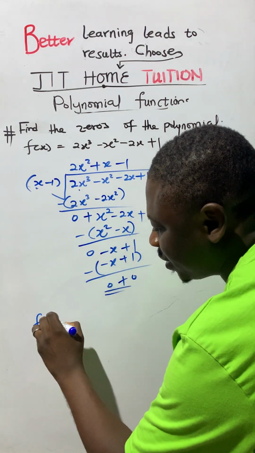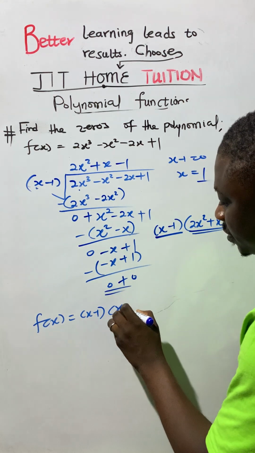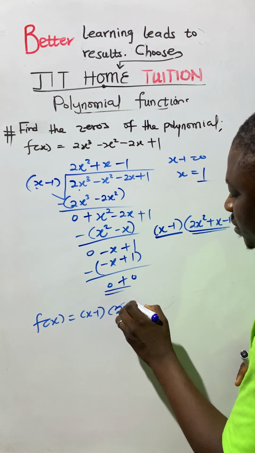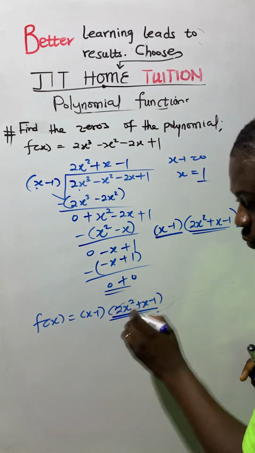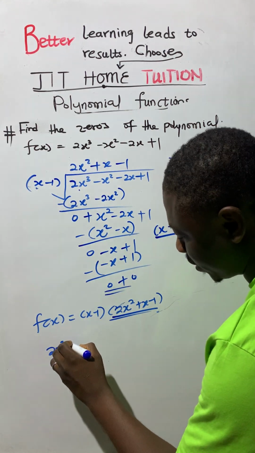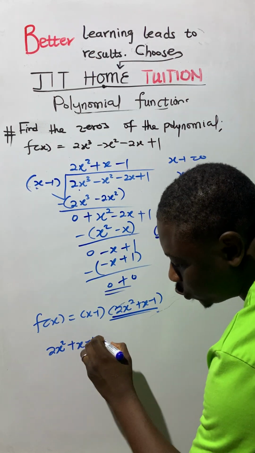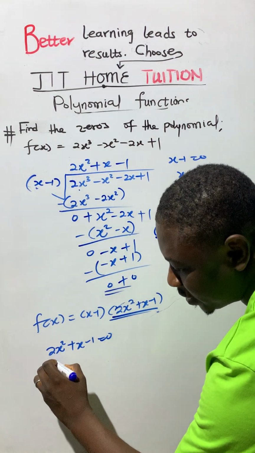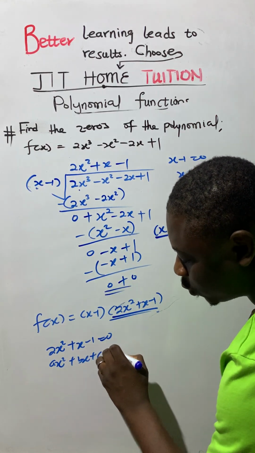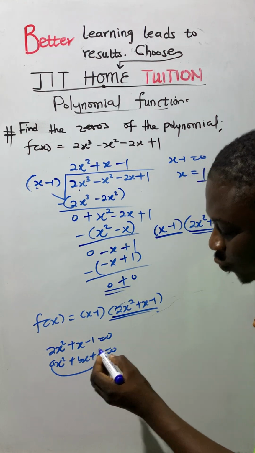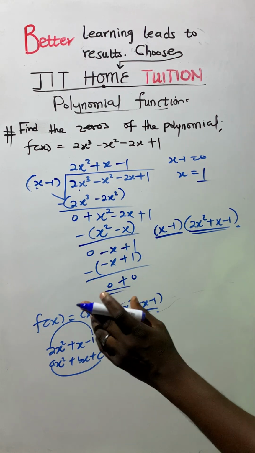So the function f of x is now equal to x minus 1 times 2x squared plus x minus 1. So our focus is this one. So we have 2x squared plus x minus 1. And it's quadratic, so you equate it to 0. Quadratic equations are in the form ax squared plus bx plus c equal to 0. The coefficient, which is the a, will multiply the c. So in this case, 2 times this one will give you -2.